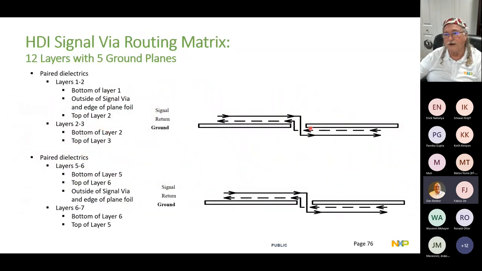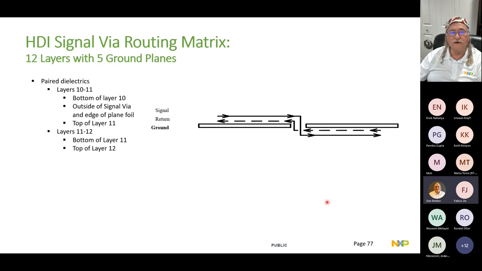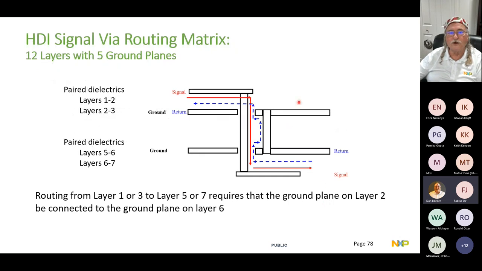Here again, the paired dielectrics are automatic. So from 1 to 3, you've got a continuous transmission line. 5 to 7, you've got a continuous transmission line. 10 to 12, continuous transmission line. Then you just have to make sure when you go between those triplets, you continue to remember that you have to have these Z-axis transmission lines just the same as the horizontal ones.